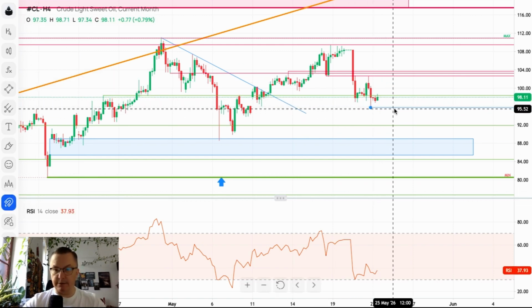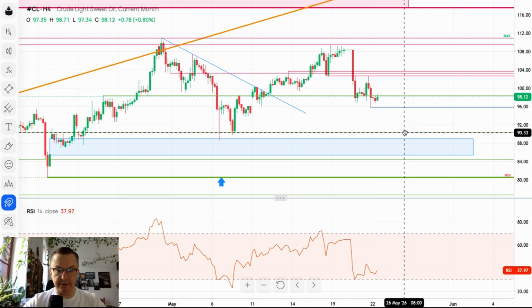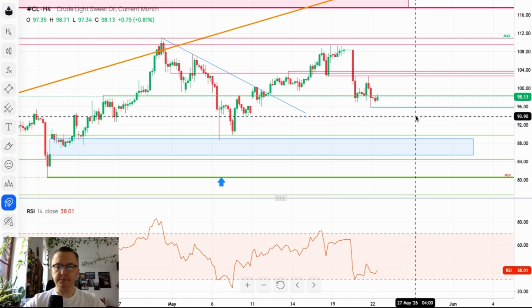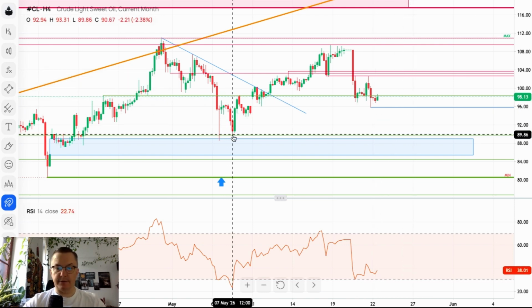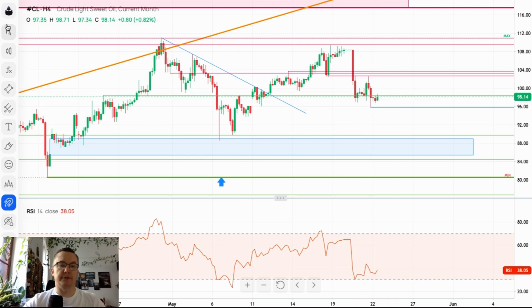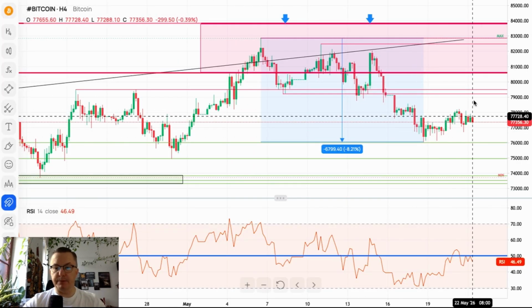So any breakout lower means this level here will be tested, but I don't think this level is being used anymore. So I guess we should move it here. And that's the low from May 7th, and it's 89.86. So please keep an eye on the current situation on the crude oil. Very interesting situation. And the last but not least, the Bitcoin.